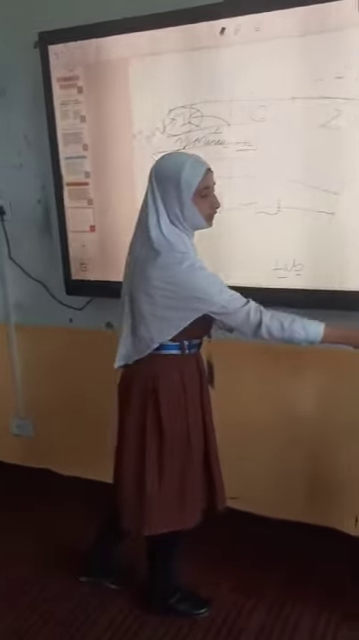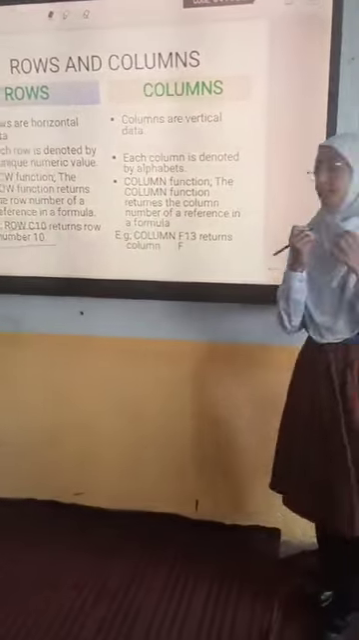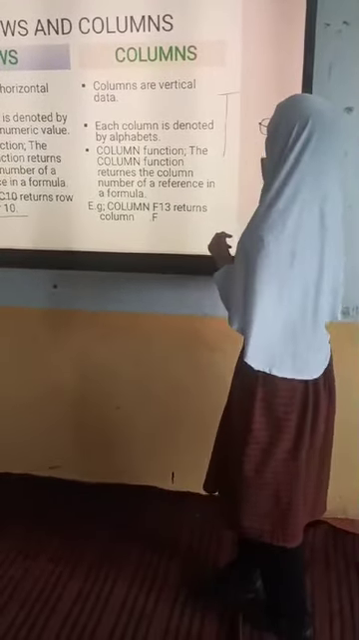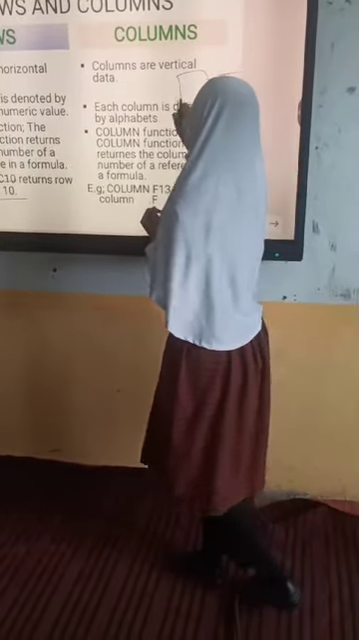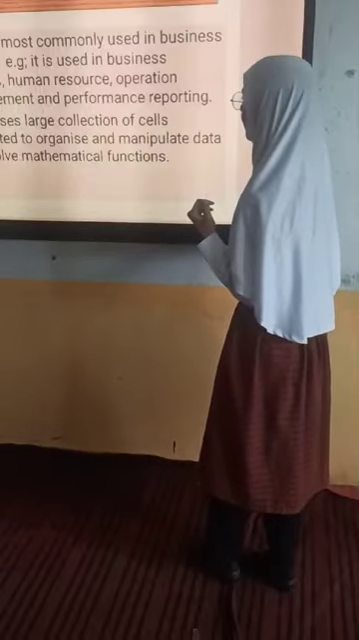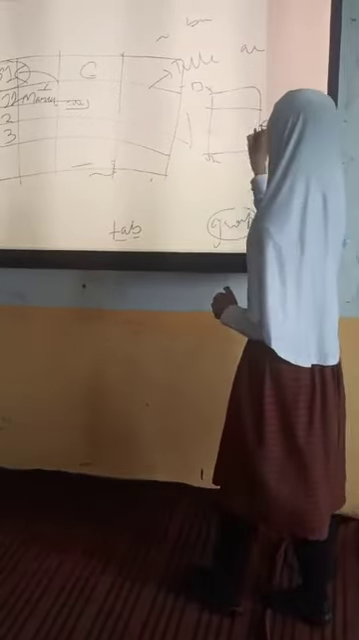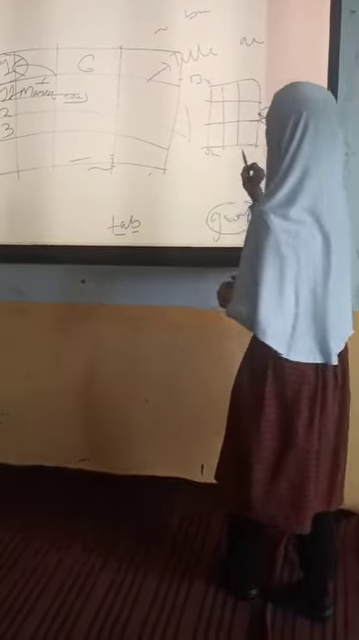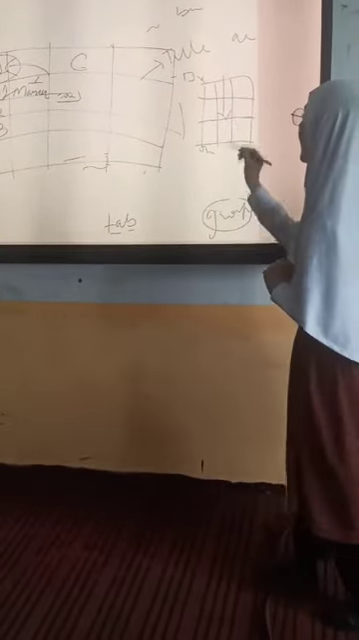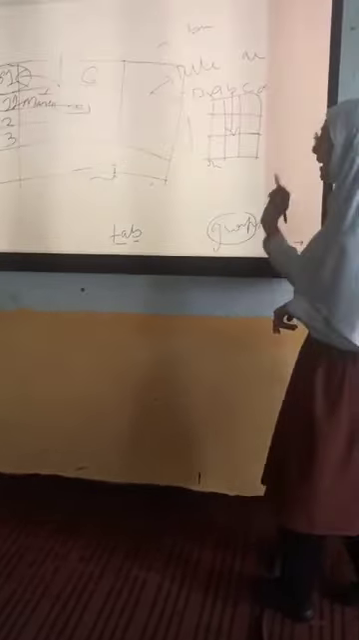And now Asma will explain the column. Columns are the vertical data. Each column is denoted by alphabets. For example, this is a spreadsheet. And here the data arranged vertically is called column, and it's denoted by alphabets like A, B, C, D, etc.